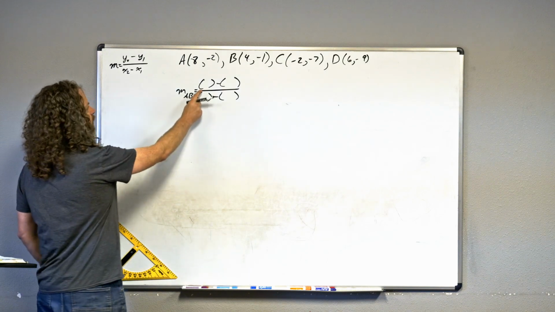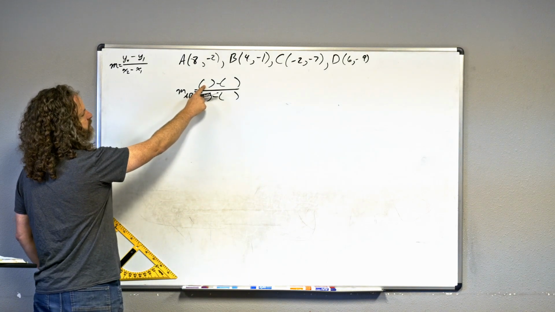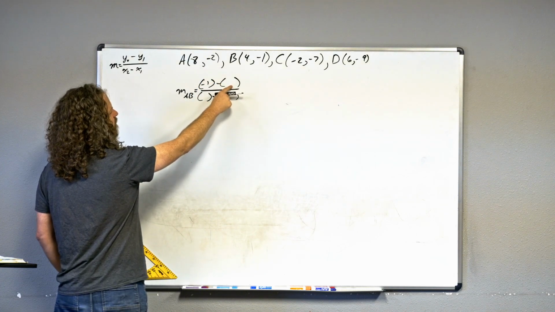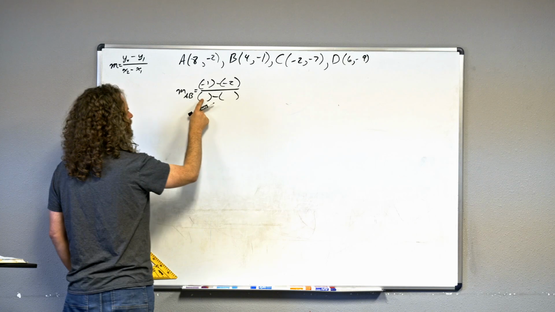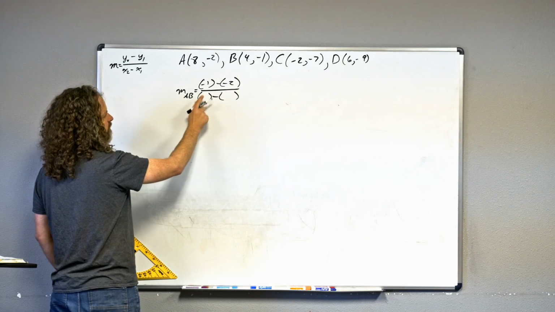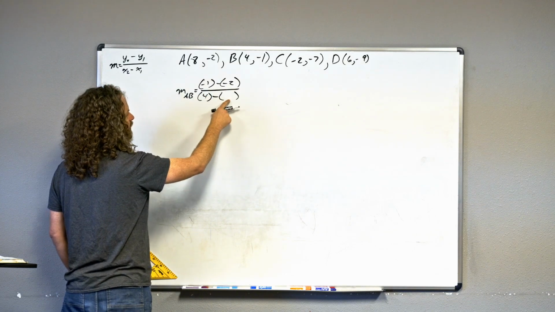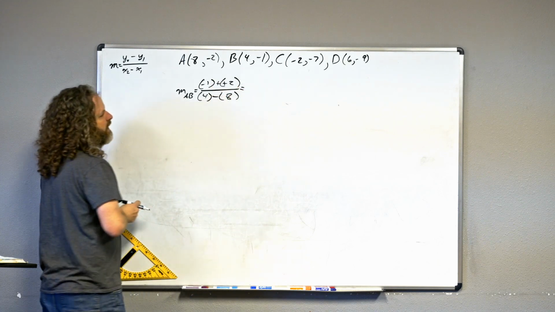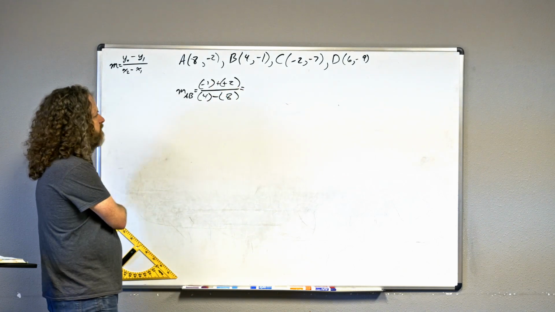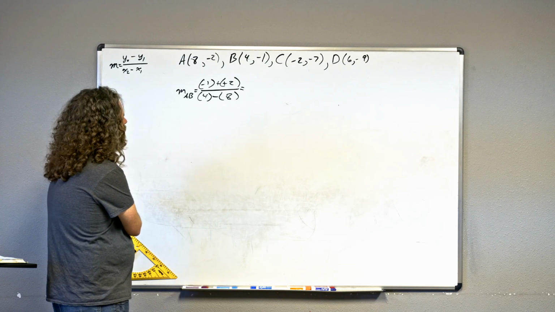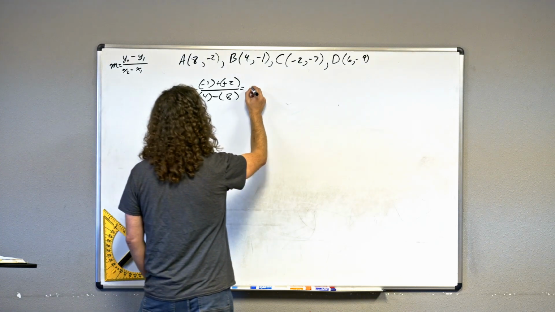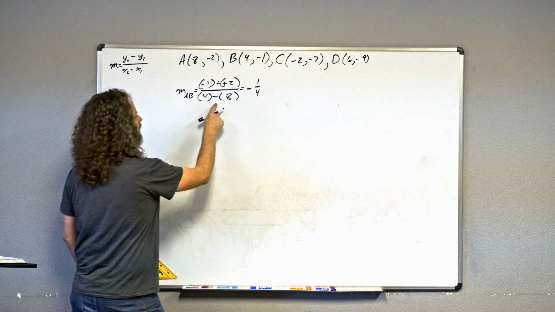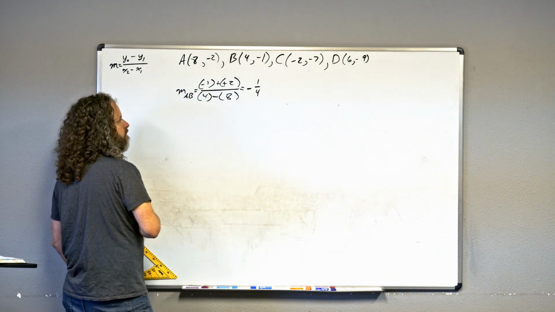Okay, so what am I going to put here? What is y2? -1. What is y1? -2. What is x2? 4. x1? 8. We're going to ka-chink those. So we end up with what? -1/4. Because 4 minus 8 is -4, right?